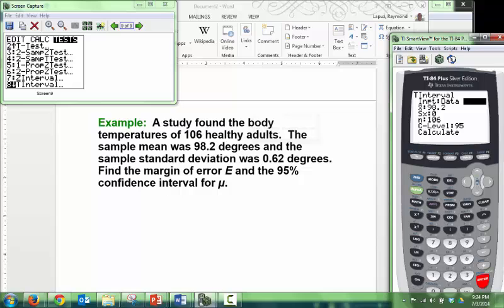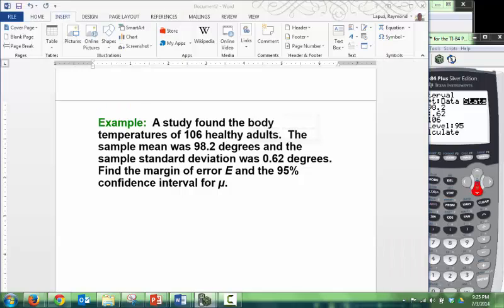It's going to ask for the same things. We have statistics on this. We have our mean. We have our standard deviation is 0.62. Notice our mean was already there, right? That was kind of cool. Our sample size is also there. And then when you ask it to calculate, it's going to take a little bit longer because it has to figure out that t distribution business, which wasn't an easy thing to do, apparently.